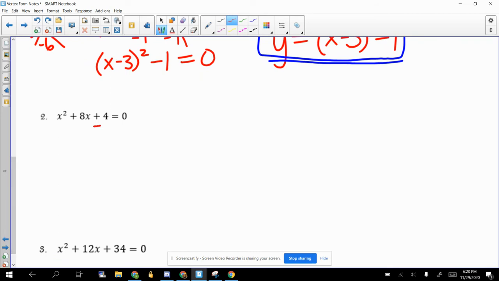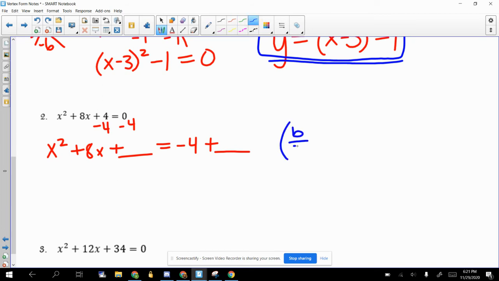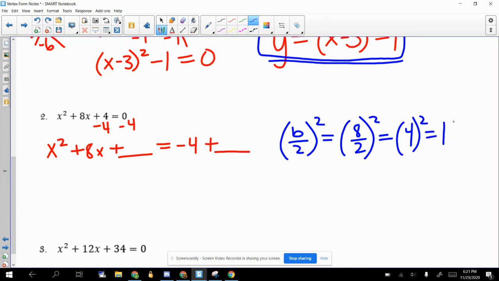All right, so again, I'm going to kick out this c value. So subtract 4. I'm going to be left with x squared plus 8x plus a blank equals -4 plus a blank. I'm going to figure out what goes in that blank by doing my b value divided by 2 squared. So 8 divided by 2, which is 4. 4 squared is going to be 16. So that's what's going to go in my blanks. So I put that here and here.